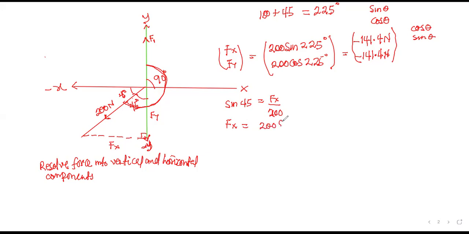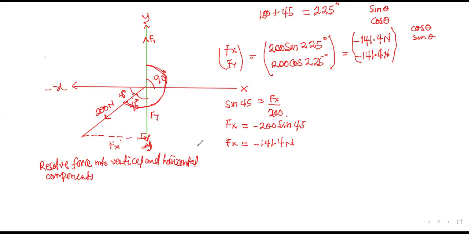Fx is equal to 200 times sine 45. However, look at this part we are calling Fx. It is along the negative x-axis, and so you must indicate negative here, because it is along the negative x-axis. Imelda, what is 200 times sine 45? Root 2 on 2, so 100 times root 2, 141.4. Yes. Minus 141.4 Newton for Fx.